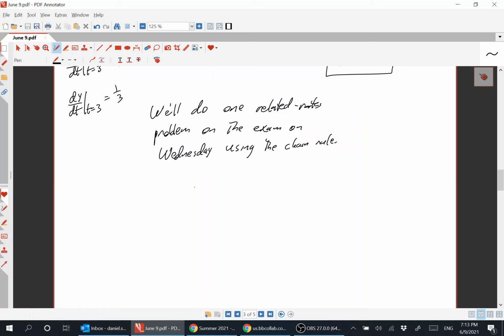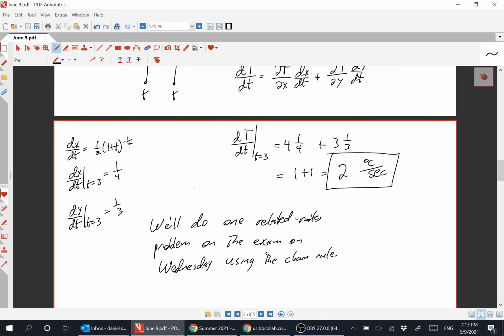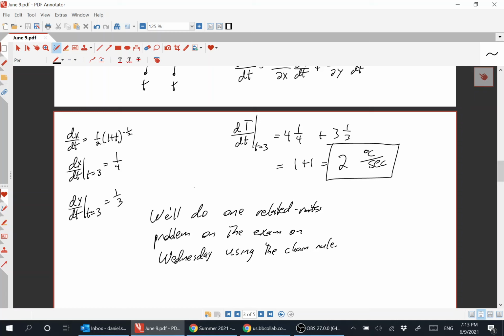So one of these related rates problems for the exam, like I was saying. So, go over these examples that we just did, and it'll be a sufficient preparation for that.